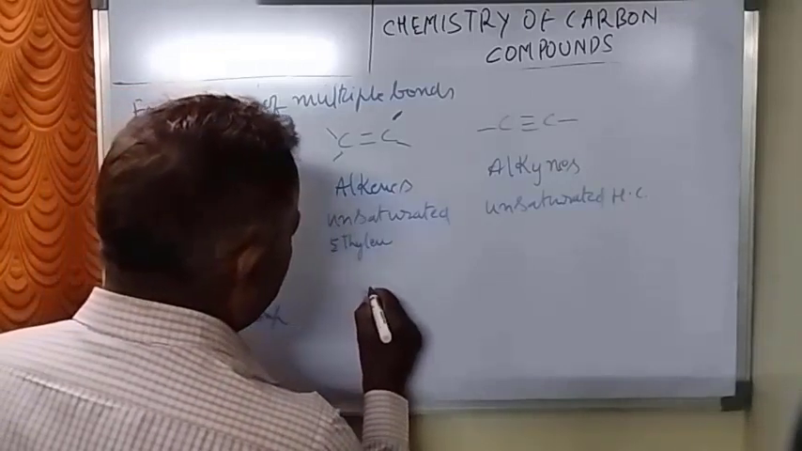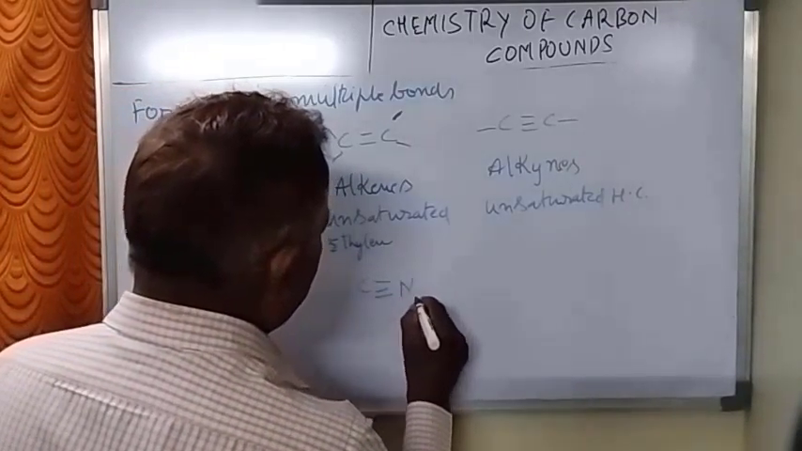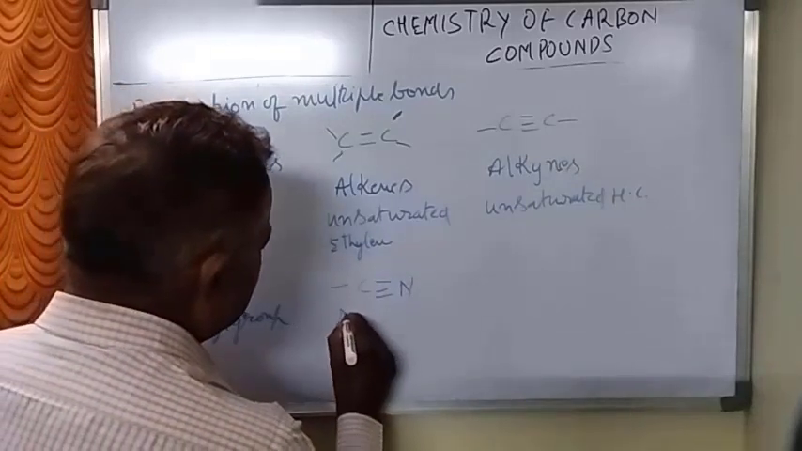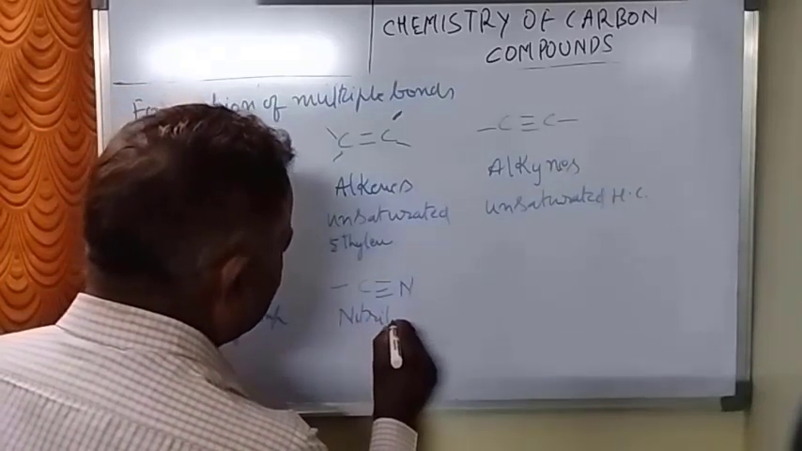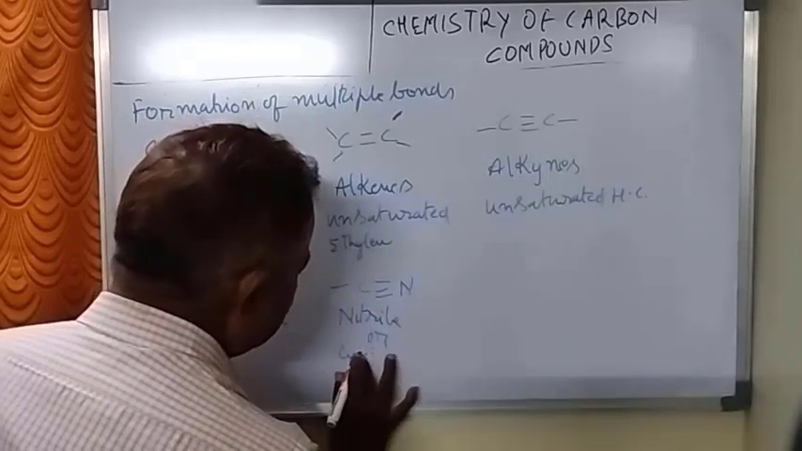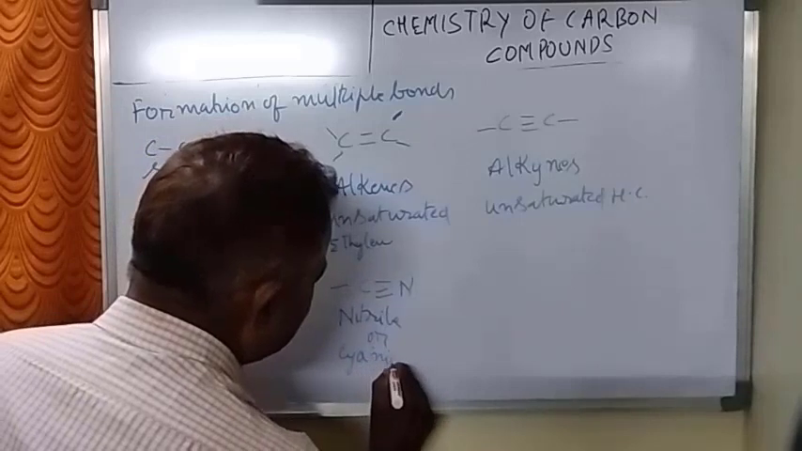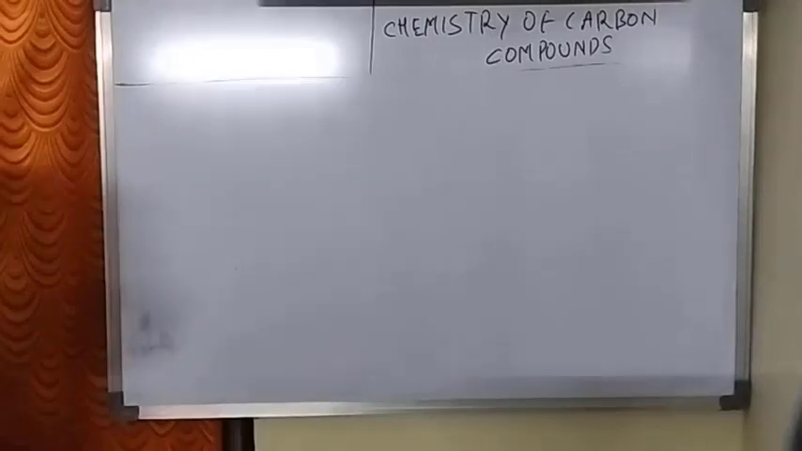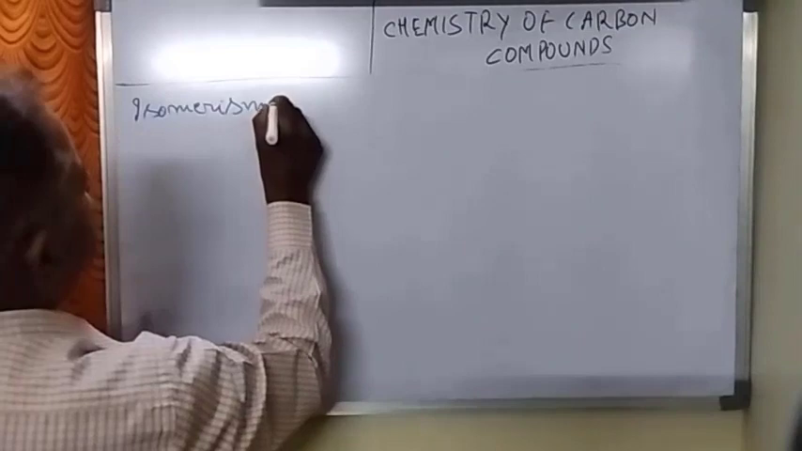If carbon forms a triple bond with N, this is a nitrile, or cyanide. So because of the ability to form multiple bonds with other carbon atoms and atoms of other elements like oxygen, nitrogen, sulfur, etc., carbon can form a large number of compounds. Now let us see isomerism.